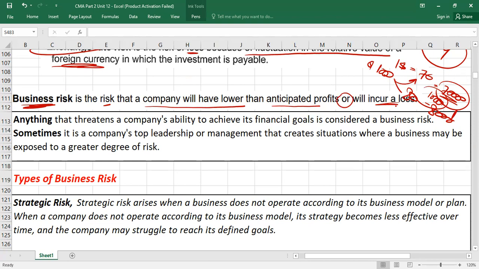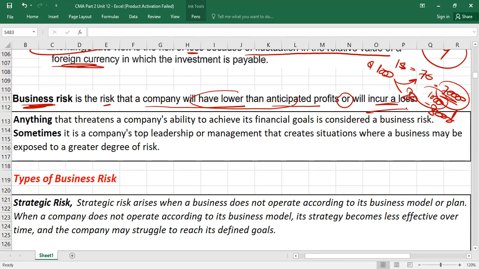loss. For example, I was projecting that I will get a profit of 100,000 in the next year, but the risk is that I may get a profit of less than 100,000. It means I will have a profit lower than anticipated, or maybe I may have a loss also. So I may incur a loss as well. So this is called a business risk. So how will you define the business risk? It is the risk that a company will have lower than anticipated profit or will incur a loss. Understood?